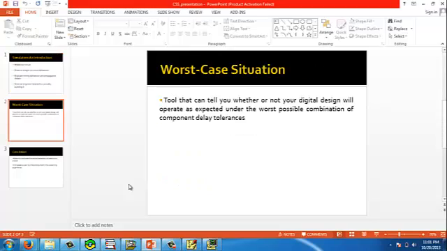Worst case can thus be considered as perhaps best, or else can best be thought of as a tool that can tell you whether or not your digital design will operate as expected under the worst possible combination of component delay tolerances.